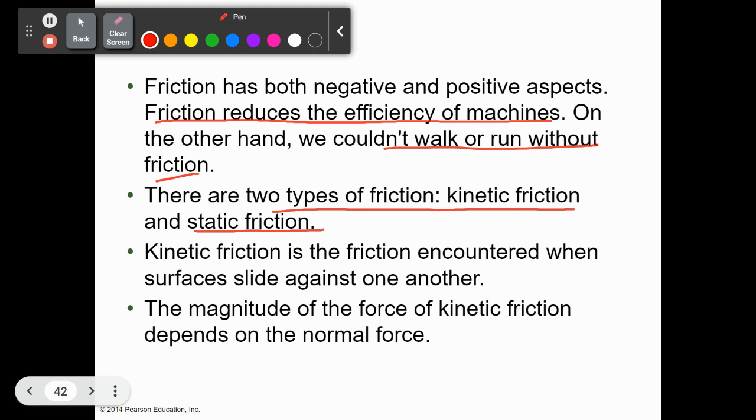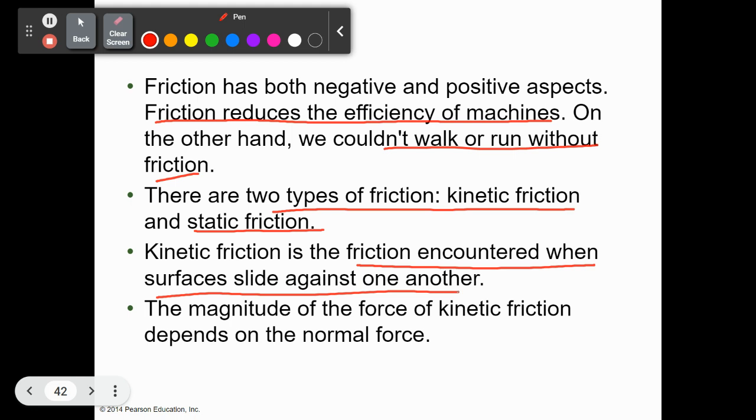Okay? So kinetic friction, what does kinetic mean? We talk about kinetic energy. What kind of energy are we talking about? Moving, energy of motion. Well, kinetic friction is the friction encountered when one surface slides against another. So when I am sliding this book, the friction that is caused from moving one surface against another surface, that is kinetic friction.